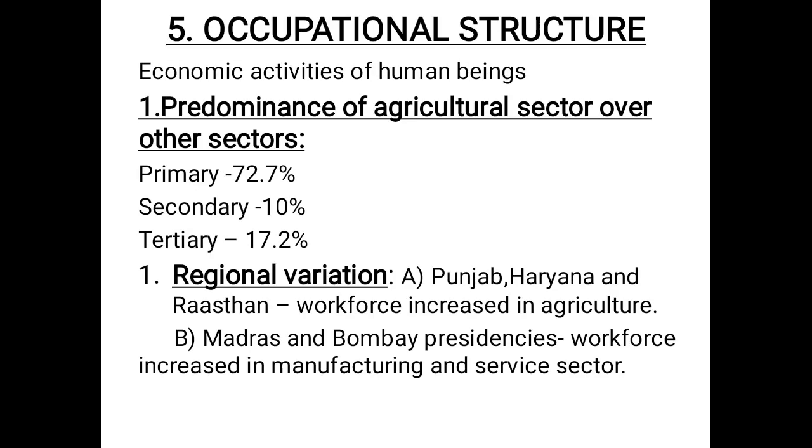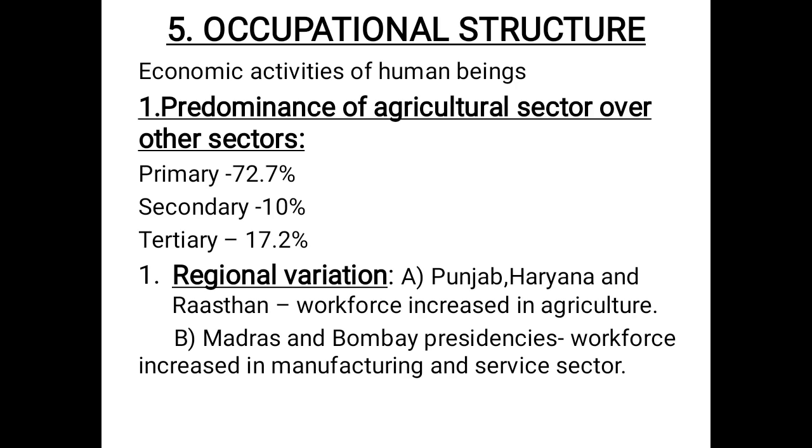Next, the 5th section of the Indian economy, occupational structure. You all know there are 3 kinds of activities. Economic activity is divided into 3 sectors: primary sector, secondary sector, and tertiary sector. All activities were categorized in these 3 sectors. So here we will discuss the occupational structure of Indian people.